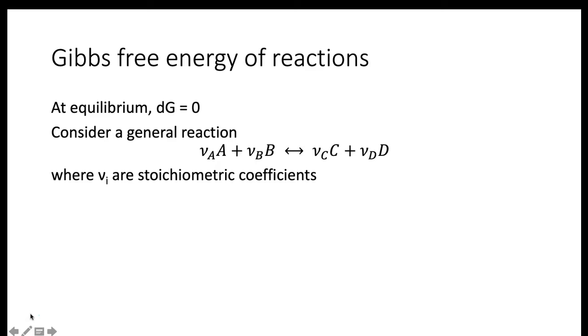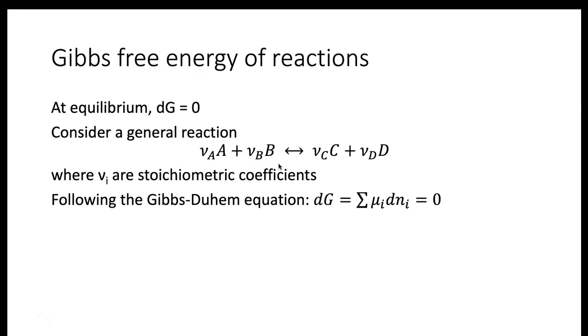So the Gibbs free energy of a reaction, obviously at equilibrium, dG is equal to 0, right? So our spontaneity criterion, if we're at constant pressure and temperature, if dG is equal to 0, nothing is going to happen. We're going to consider this general reaction. We have two reactants, two products. We have the stoichiometric coefficients.